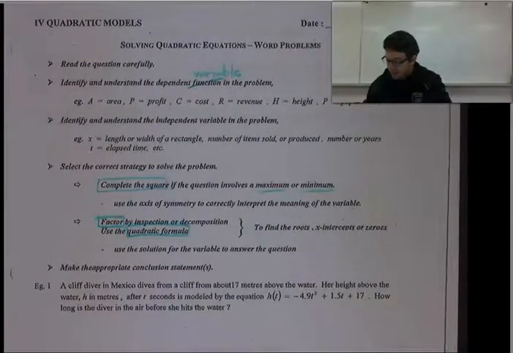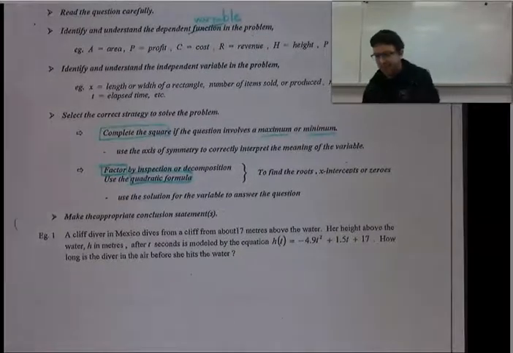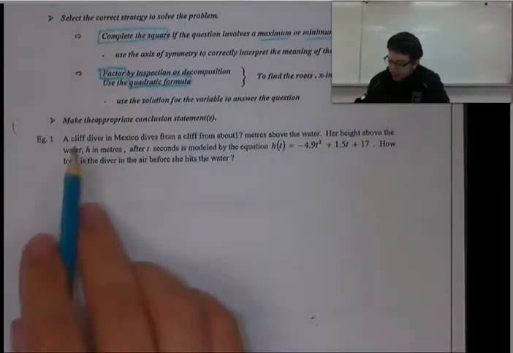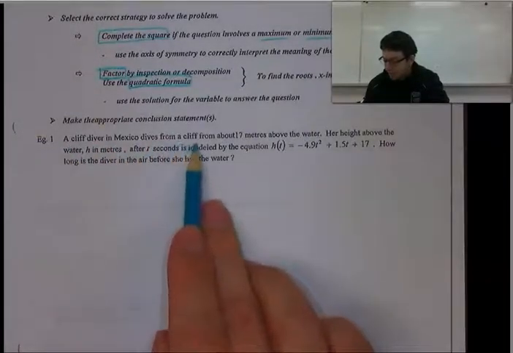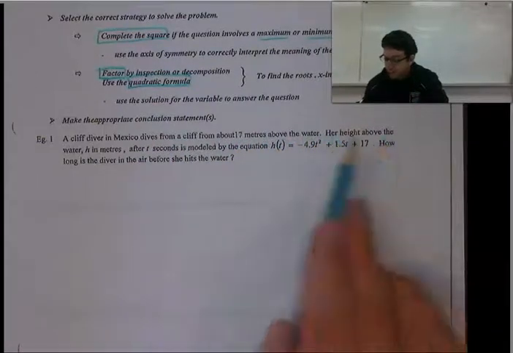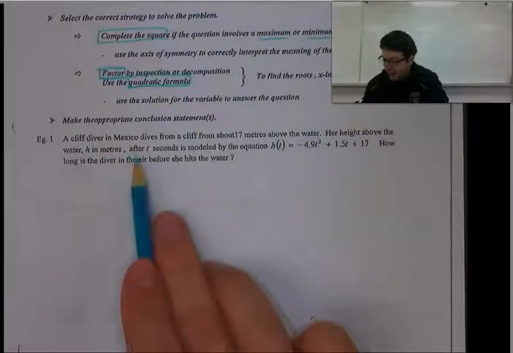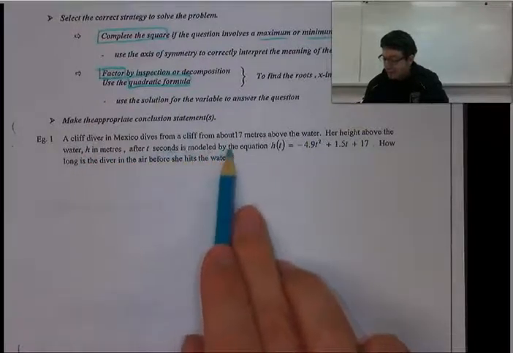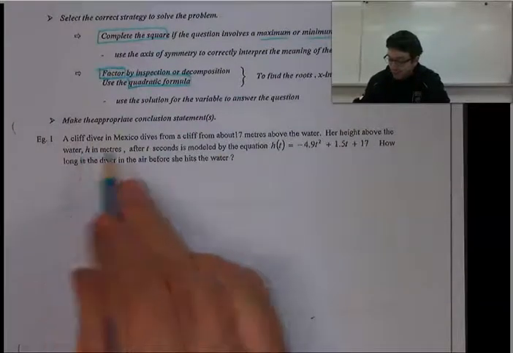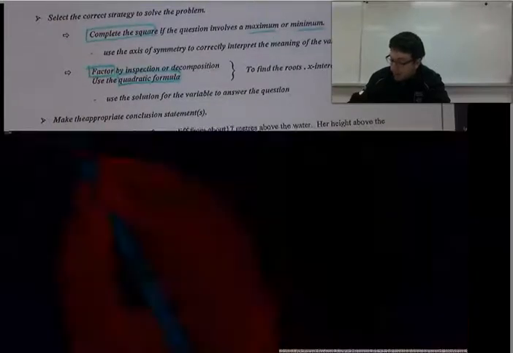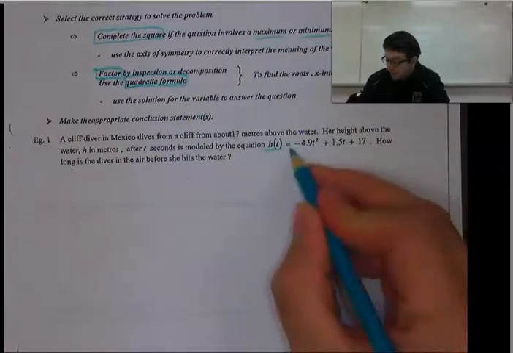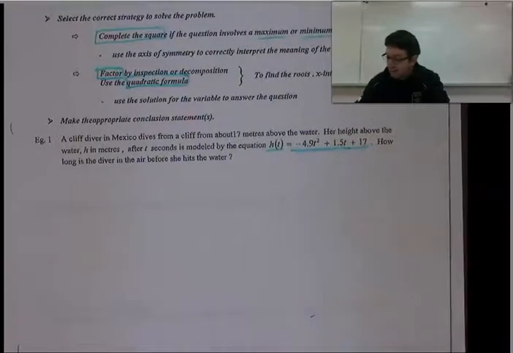All right. So let's try an example problem. First question says, a cliff diver in Mexico dives from a cliff from about 17 meters above the water. Her height above the water, h, in meters, after t seconds, is modeled by the equation. So the height and time, we have the function for height, right? And it is with respect to time. And it's given to us here in standard form.